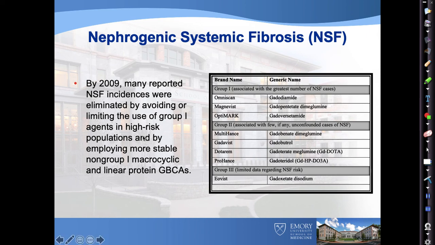So once we made that link between gadolinium-based contrast agents being injected in patients with renal insufficiency and moved to more Group 2 agents, we had basically eliminated incidences of NSF.